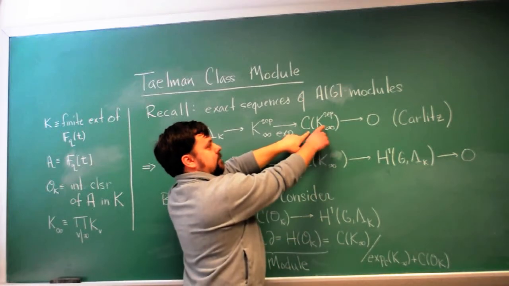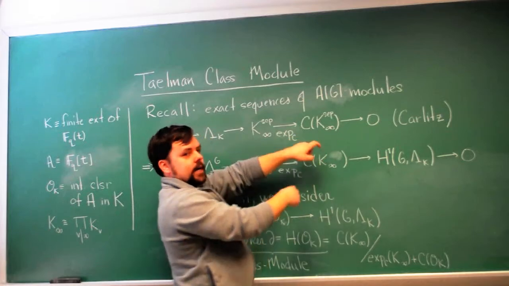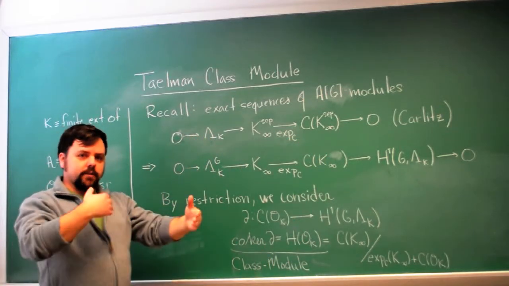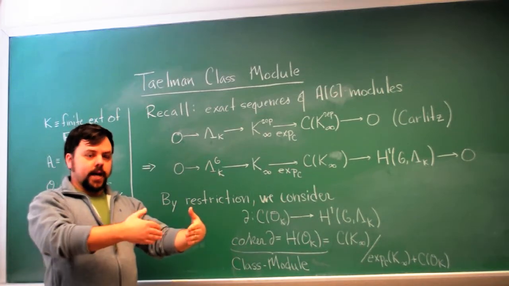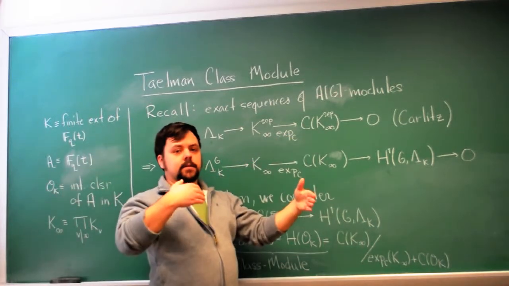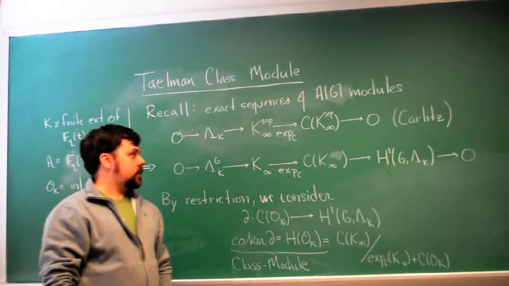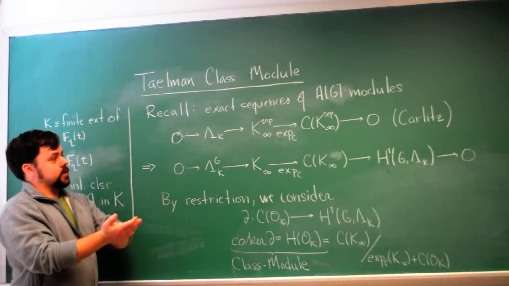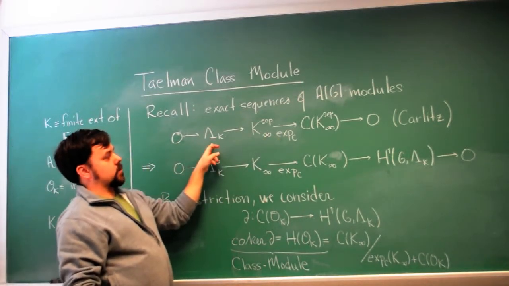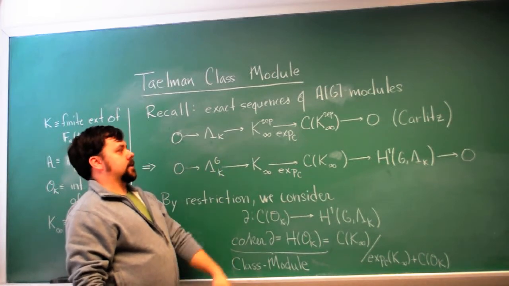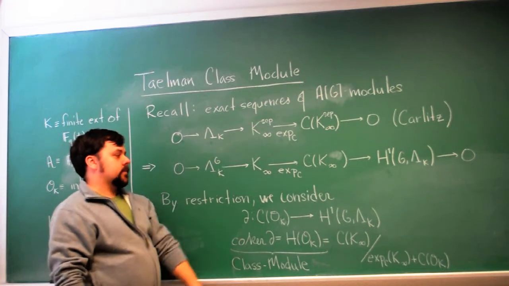Remember, C(K_infinity^sep) is the set K_infinity^sep, but equipped with the Carlitz action now, not just the usual left multiplication by elements of A. This is like that Carlitz exponentiation that we talked about in the first video. So we know that this is an exact sequence. We actually know precisely what this kernel is in this situation, but let's just denote it by Lambda_K.